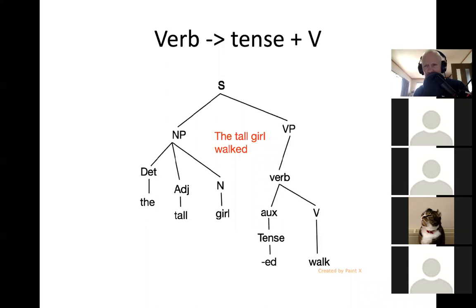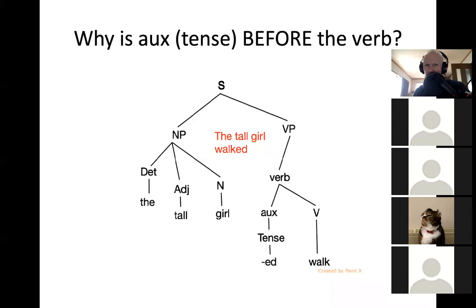Think about it. Why would you do this? You want all languages to be the same. Right? You want all of the world's languages to be the same. So why would you put these things in these funny positions? Why would you do that? Why is aux tense before the verb? Right? Why would you do that?